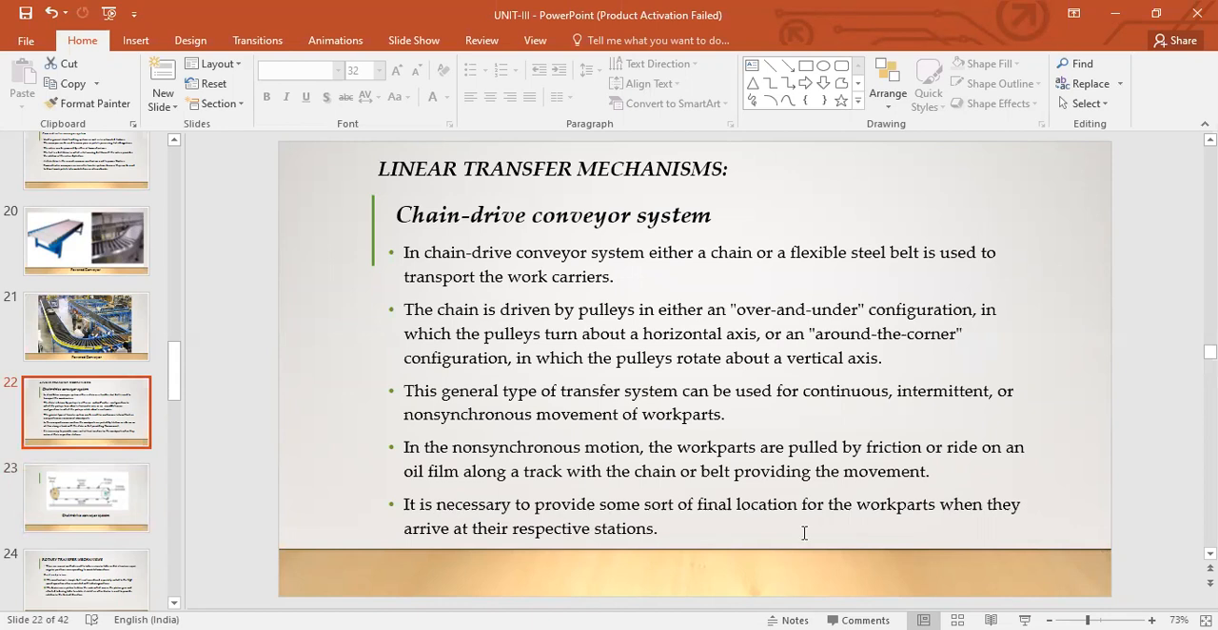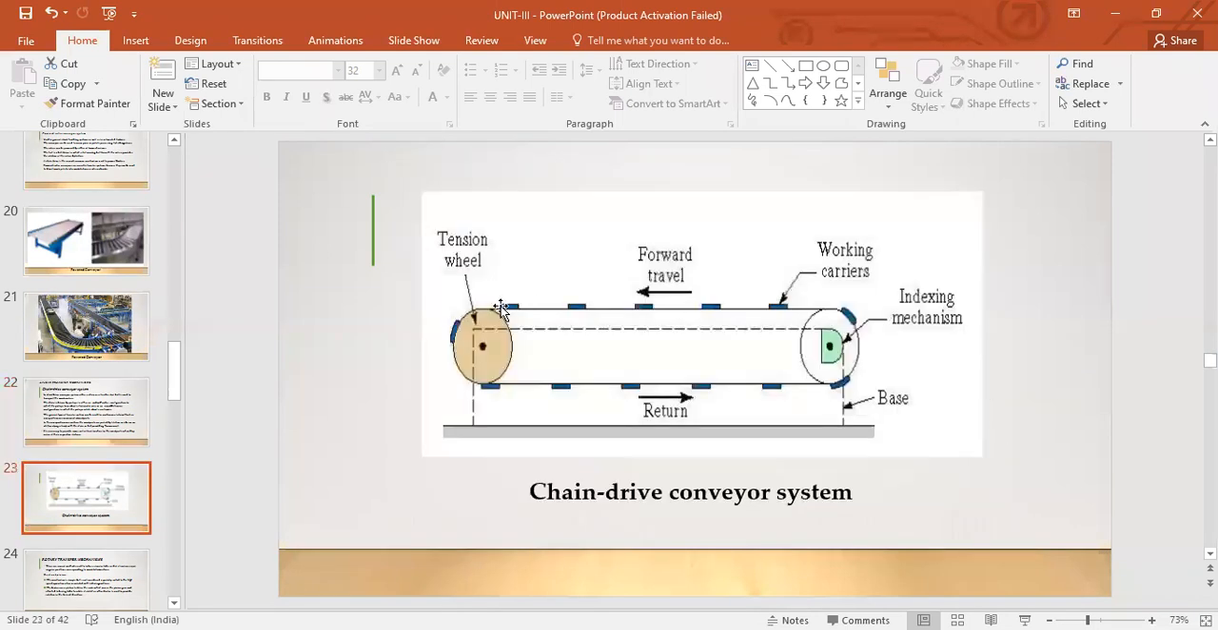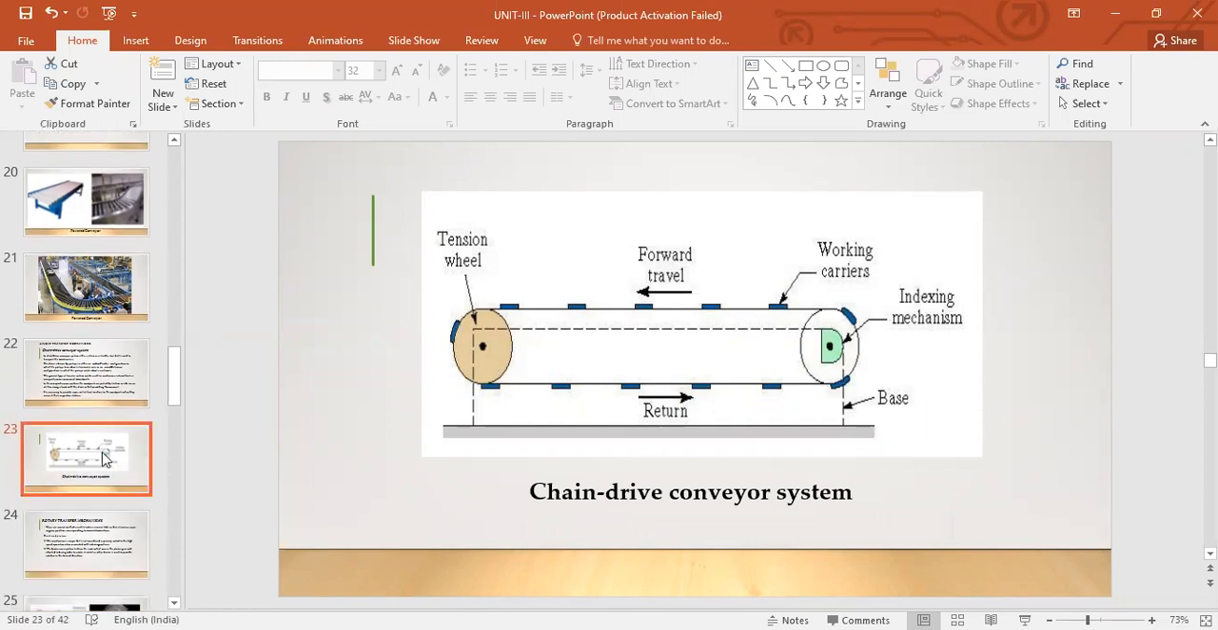It's necessary to provide some sort of final location for the work parts when they arrive at the respective stations. So, as I said, it is also the responsibility of this conveyor system to locate that. They have to provide the final location for the work parts because they are basically carrying the work parts, right? So that coordination has to be there, basically by the driving system of the pulley, right? That will maintain that.